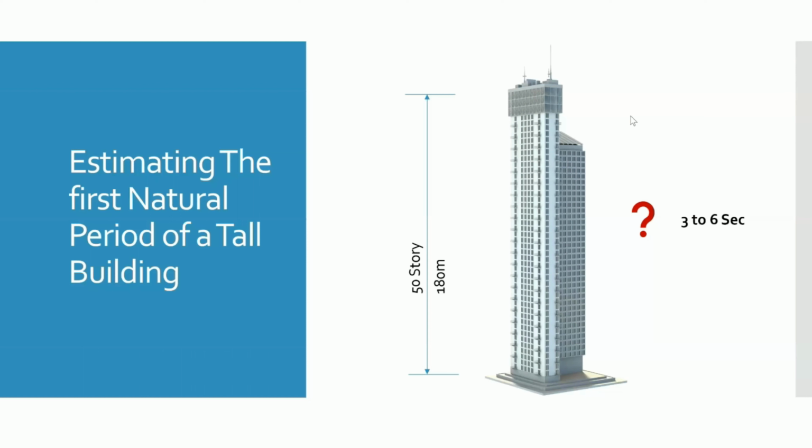How do we do this? Because we didn't do the eigenvalue analysis or any finite element analysis yet. We just look at the number of stories and height, and we say, okay, this is the natural period, but the range is still very, very big. And this is a critical number. We cannot have such a big variation in our acceptability.